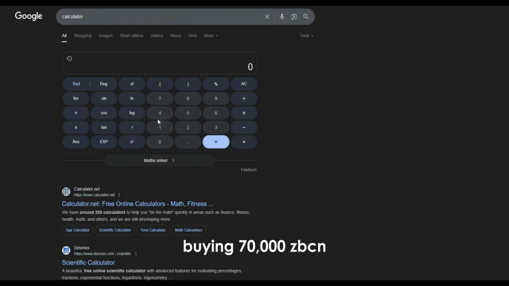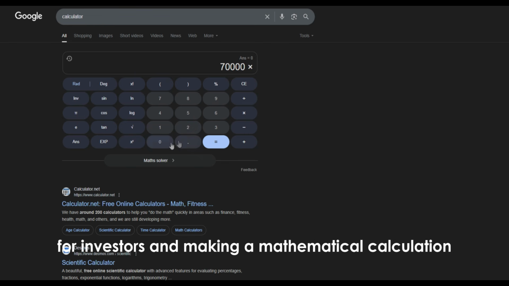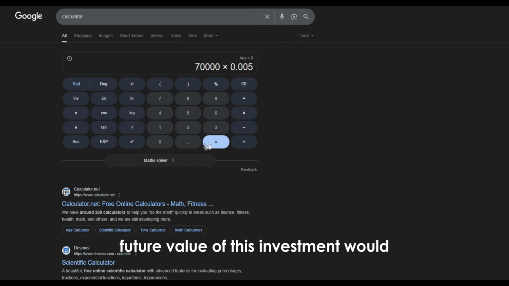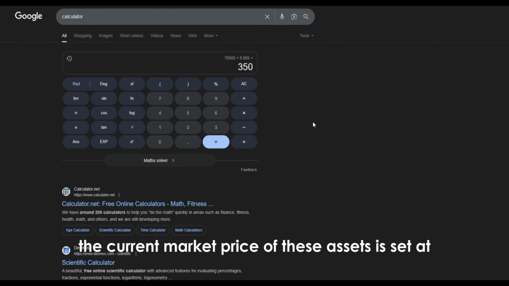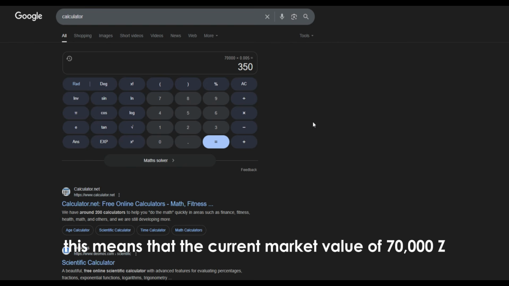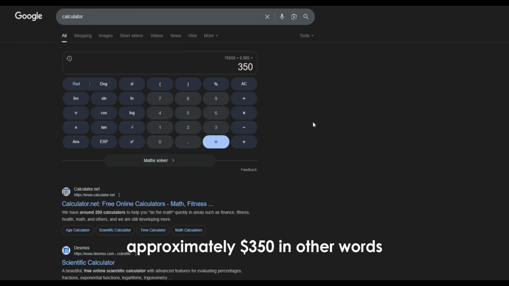Buying 70,000 Zbcn today could be an important opportunity for investors, and making a mathematical calculation to understand the potential future value of this investment would be beneficial. First, let's assume we have 70,000 Zbcn. The current market price of these assets is set at $0.005. This means that the current market value of 70,000 Zbcn is approximately $350.